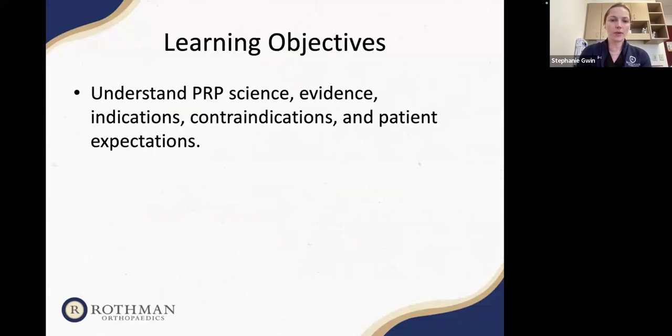So hopefully understand the basics of the science behind platelet-rich plasma. Some of the evidence that supports it for specific body parts. We're going to go over three of the more high yield body parts, though it can be applied to multiple different areas and joints. Indications for it, contraindications for it, and what you can expect in terms of outcomes and what the procedure might be like if you were to opt for it.